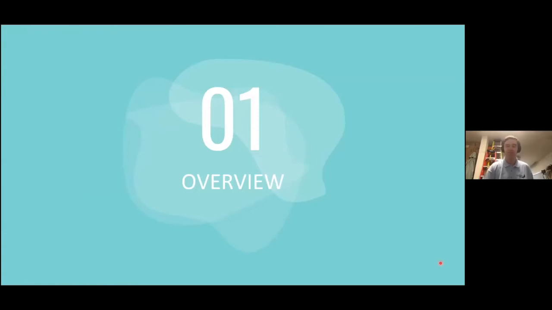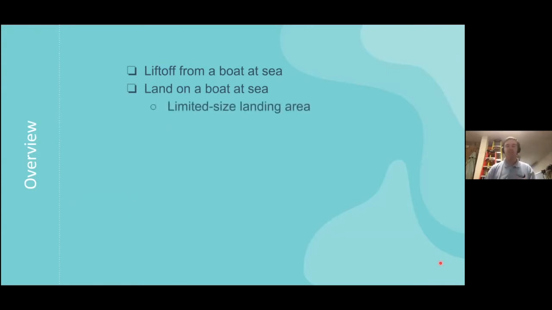So first, an overview. What exactly am I talking about when I say RF silent and drone navigation? The basic goals of the project are we want to lift off from a boat at sea, land on another boat at sea, and that is a very tricky challenge because landing on a boat at sea means we have a limited size landing area. We have a moving landing area because the tides and the waves are going to push the boat around. And if we miss that landing area, our hardware ends up in the water, and wet hardware is usually non-functional hardware.